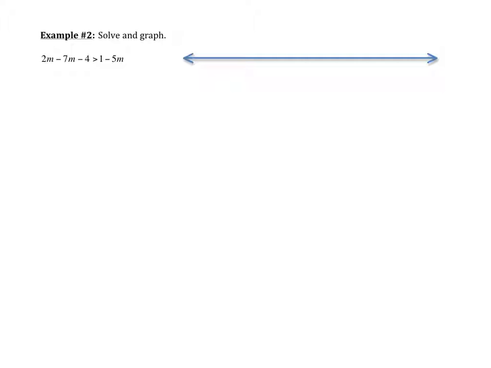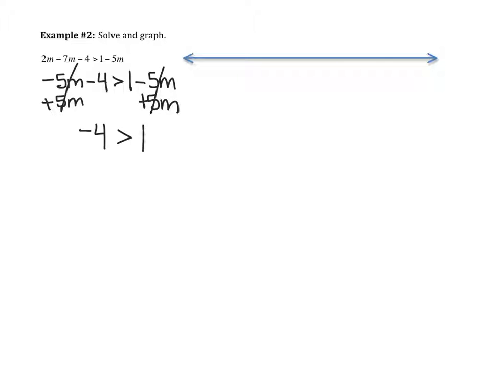Let's see another example. It just says solve and graph for example number 2. 2m minus 7m minus 4 greater than 1 minus 5m. So just like always, I'm going to combine like terms. So 2m minus 7m is negative 5m minus 4 greater than 1 minus 5m. Now if I move the variables from the right to the left, because it's easier to get the variables on the left-hand side when we go to graph, notice that our variables cancel each other out. So I end up with negative 4 greater than 1.